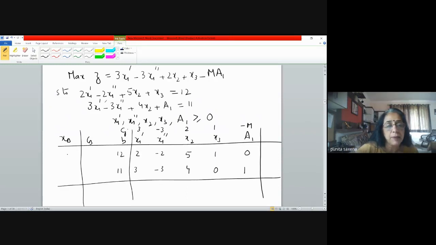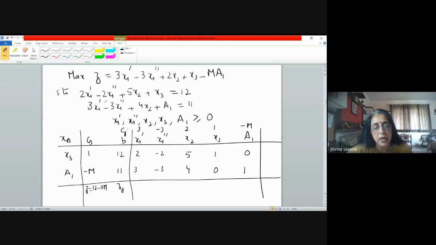So I have my basic variables as x3 and a1, right? The coefficient of x3 is 1 and the coefficient of a1 is minus M, right? And your z is now going to be 1 into 12 plus minus M into 11. So it's going to be 12 minus 11M. Again, M is very large, so it's like 12 minus 1100, right? So again, it's negative. Doesn't matter.